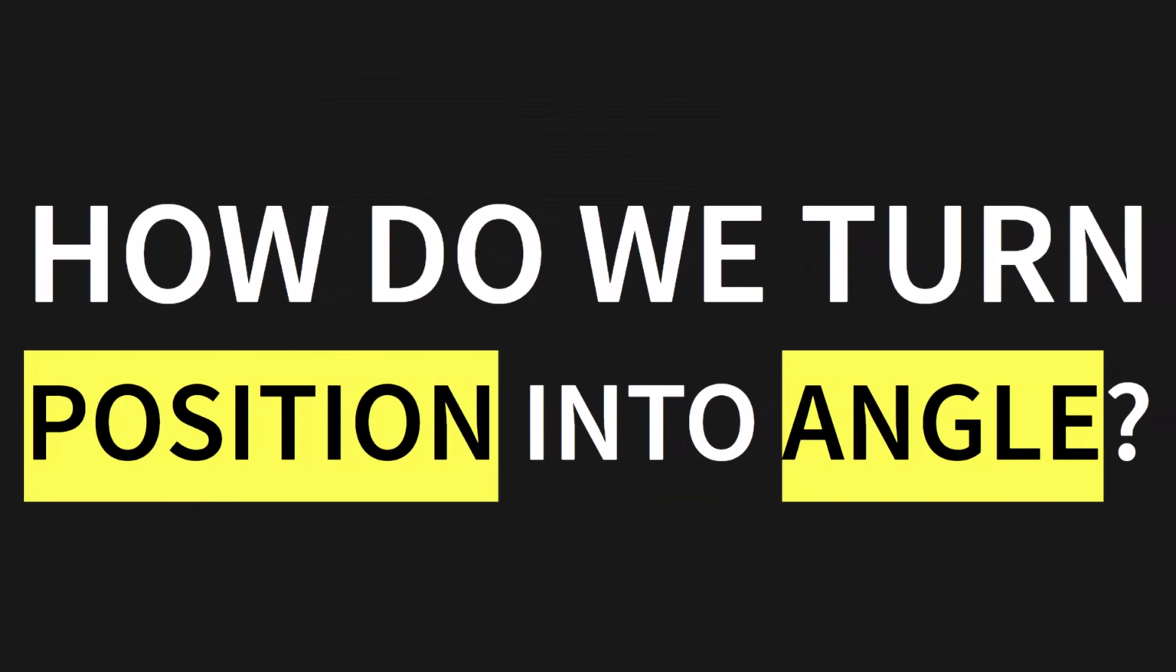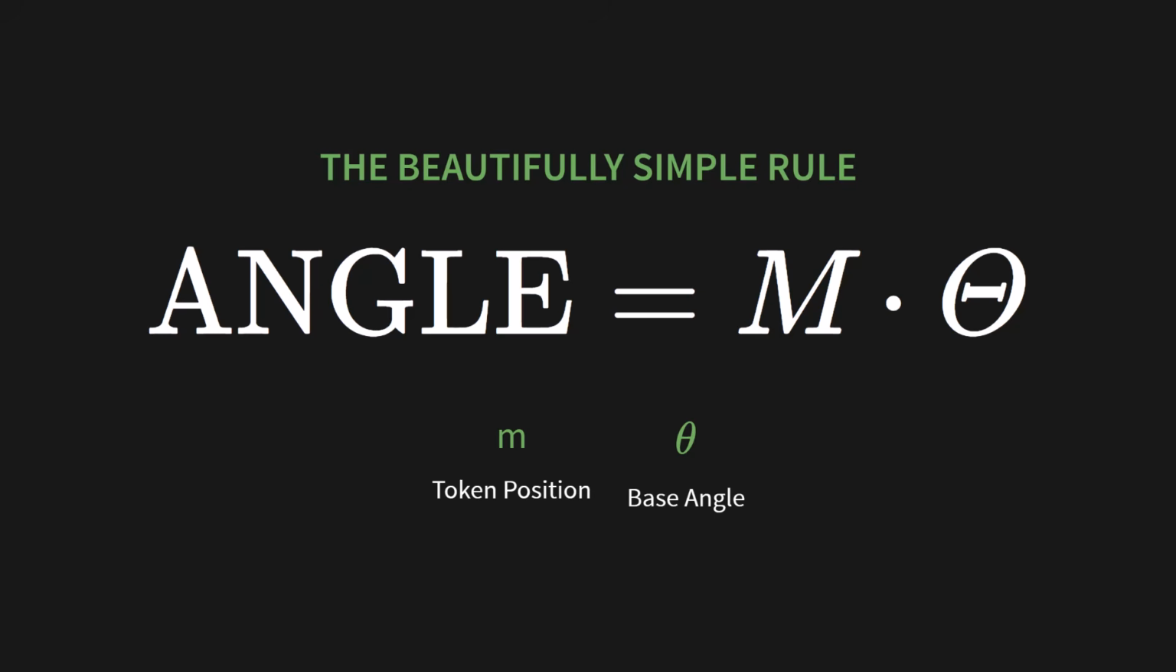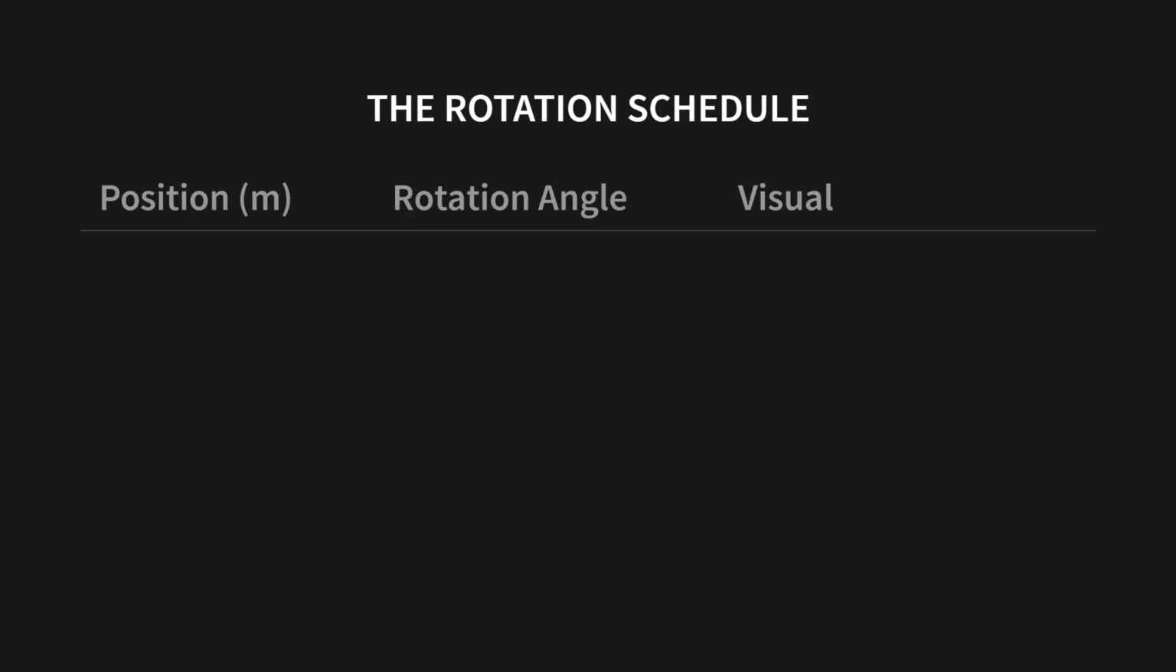Okay, so we've established our tool, rotation, but now we have to connect it back to our original problem. How do we turn a simple integer position, like position 0, position 1, position 2, into a rotation angle? The rule is beautifully simple. As you see on the slide, the angle of rotation is just the token's position, which we'll call m, multiplied by some constant base angle, which we'll call theta. That's the entire rule.